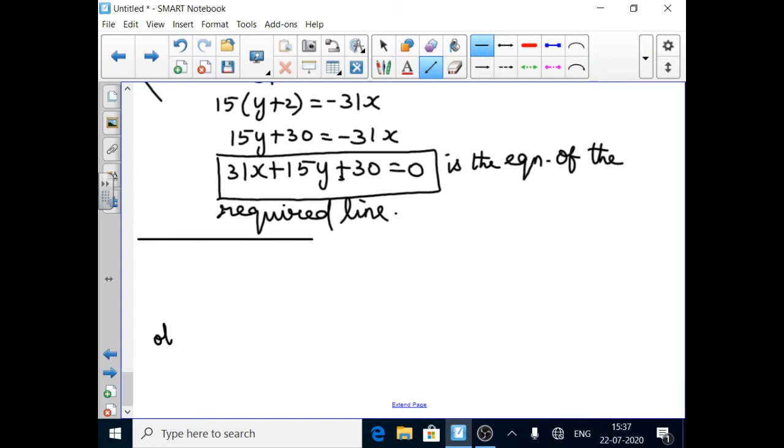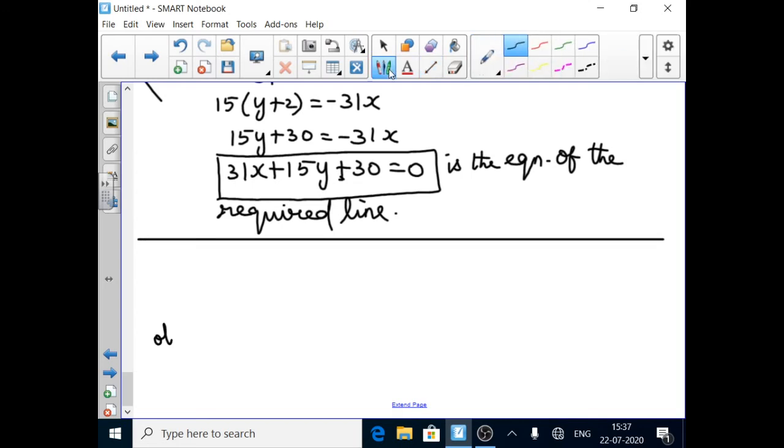So this is the 5 mark question. If you know the method, it is easy to get 5 marks. 12th step.